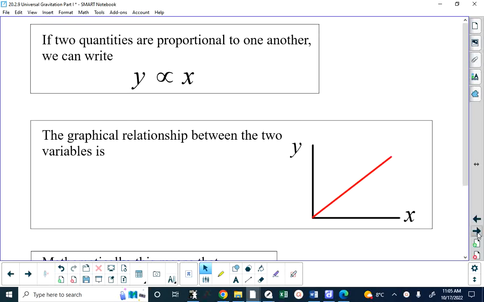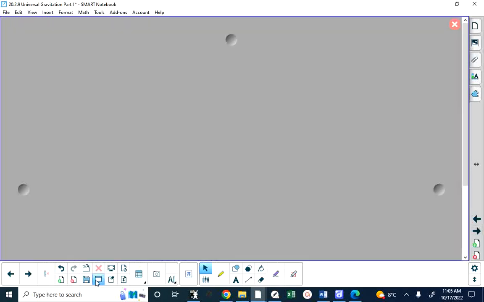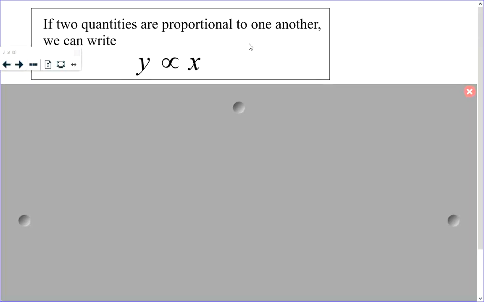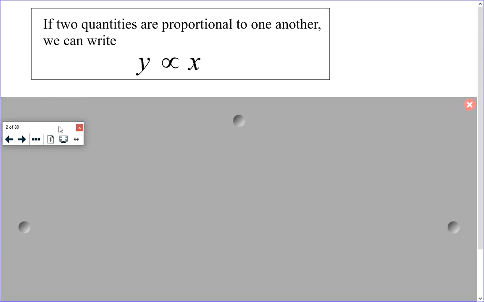I want to review something, though, that is not in your handout, and it's the idea of a proportionality. When we talk in math about y being proportional to x, this is very important, and it's very closely connected to the graphical analysis for your last lab that we did. In fact, it's exactly the same kind of idea. But it's going to get more complicated with Newton's universal law of gravitation.